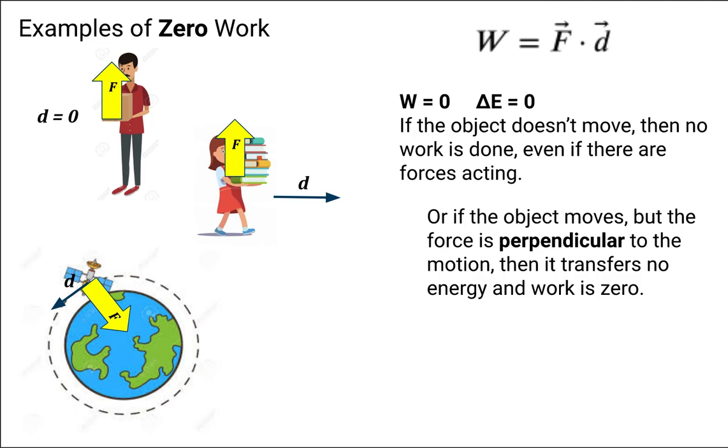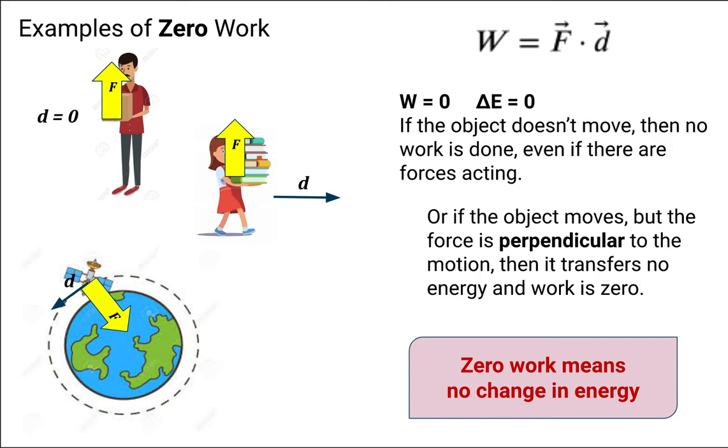Another important example is something going in a circle at a constant speed, like a satellite that orbits the Earth. The inward force of gravity is perpendicular to the motion at any particular moment. So there is no work being done by gravity, no change to the object's energy as it orbits around the Earth. It maintains a constant speed, a constant kinetic energy. So zero work means no change to the energy.